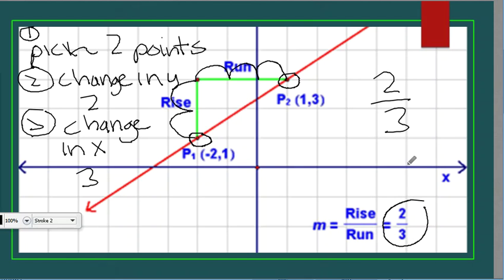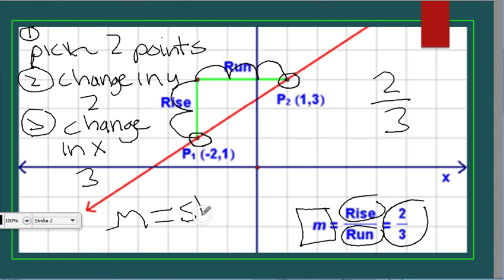Okay, remember, slope is always a fraction of your rise over your run. And for some reason in mathematics, mathematicians decided to use the alphabet letter M to mean slope. So in math, whenever you see the letter M, just know that that is slope.